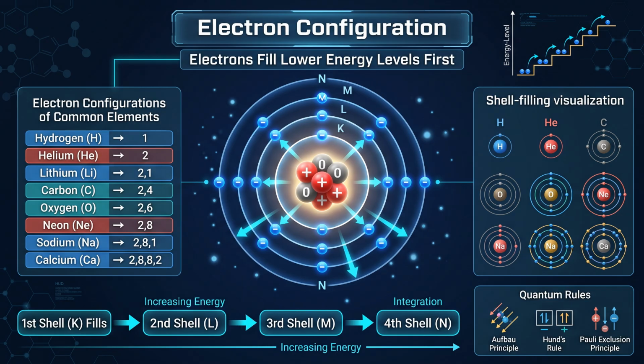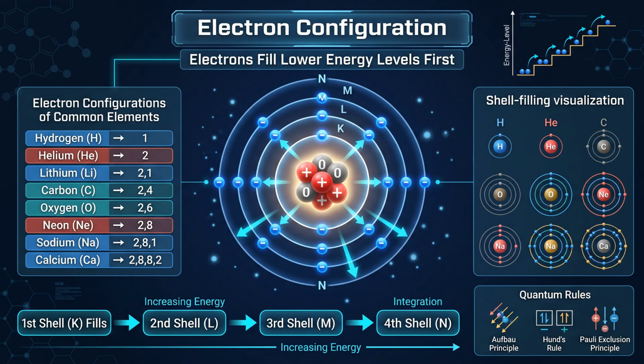Hydrogen has an atomic number of 1, meaning it contains 1 proton and 1 electron. Since the K shell is the lowest energy shell and has enough space, the single electron occupies the K shell. Therefore, the electron configuration of hydrogen is simply 1. The next element is helium, which has 2 electrons. The K shell can hold exactly 2 electrons, so both electrons occupy the K shell. Therefore, helium has the electron configuration 2. Since the K shell is completely filled, helium is very stable and belongs to the noble gases.